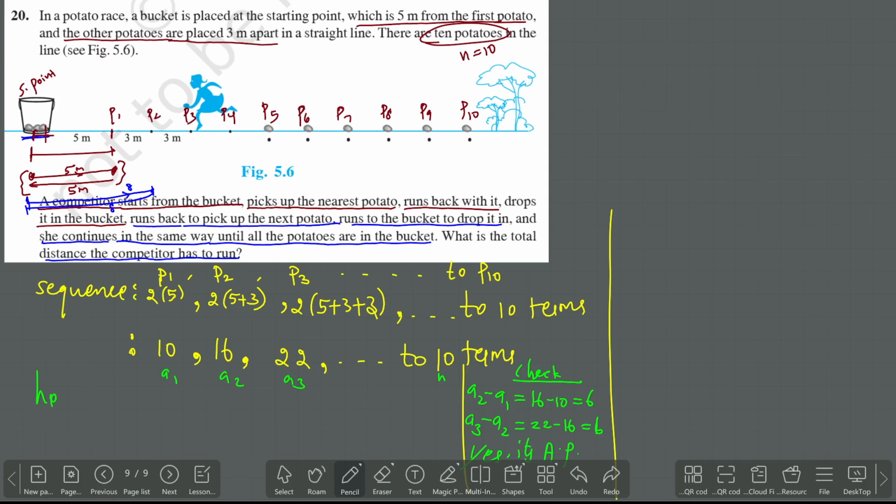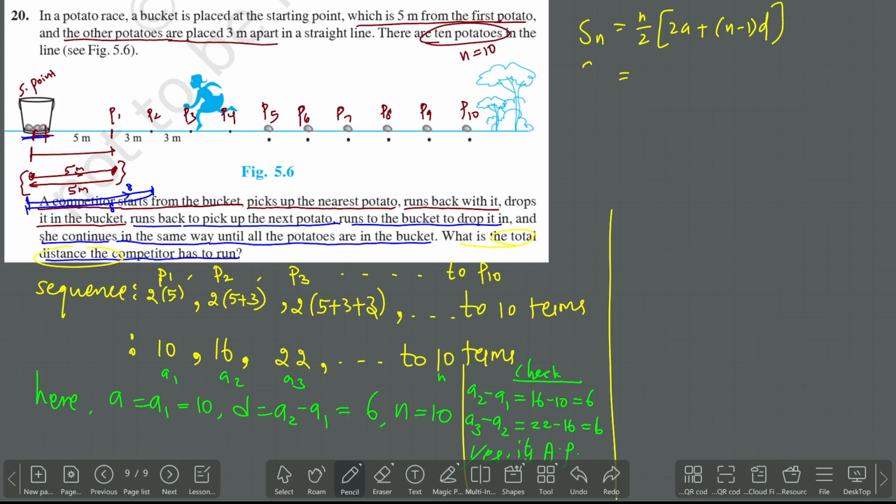So here then we can say that A value is A1. A1 is 10. D value, A2 minus A1, that is 6. And N value I know what? 10. Now I can go to write the Sn formula. Sn. Why am I finding Sn? Because they asked what is the total distance covered by the competitor. So total distance in the sense Sn only we have to find. Understand? So N by 2, 2A plus N minus 1 into D.